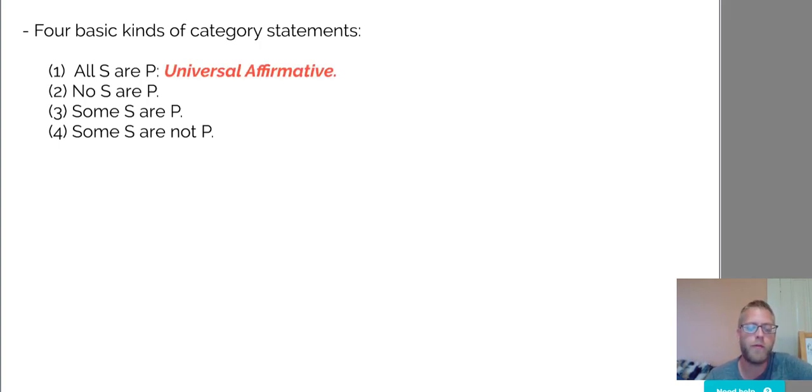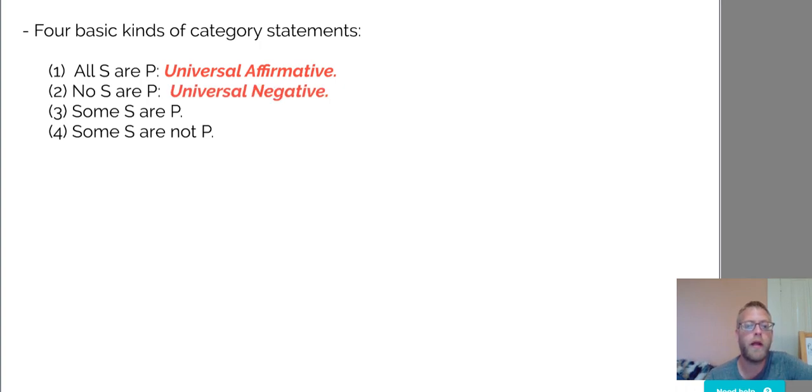Yeah. And of course, they get fancy names. We like to do that in philosophy and logic. Statements of the form all S are P, we call universal affirmative. Universal because we're talking about all S's in the universe, right? All of them. Universal. All S's. Affirmative is because we're saying something affirmative or positive about all the members of that class. We're saying that they're all P.